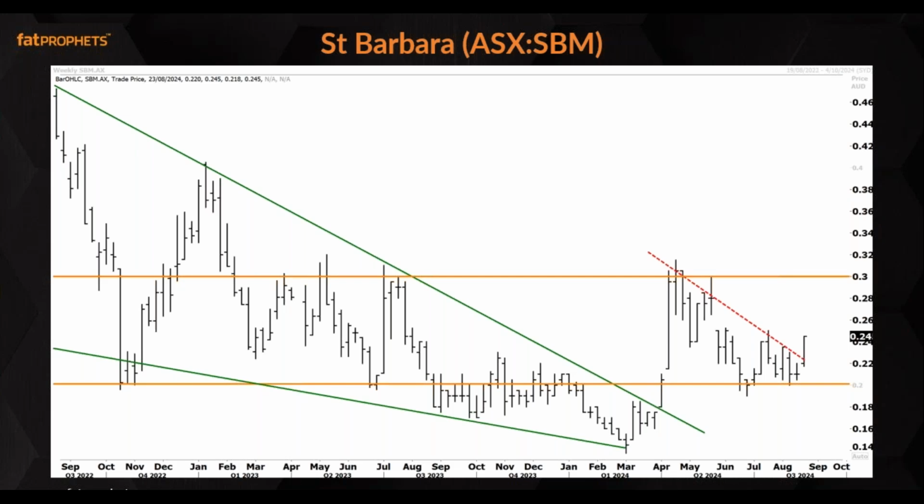We've seen St Barbara break out of a primary downtrend and re-rate quickly to 30 cents. I think the stock's going to retest those levels in coming months and perhaps move quite a bit higher above that level, if we're right in our view that the gold price has got further to go on the upside.